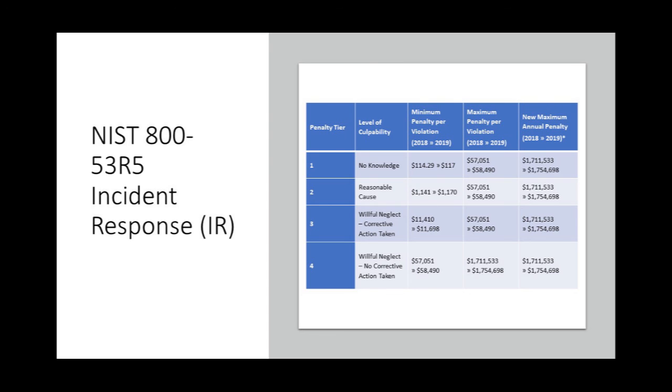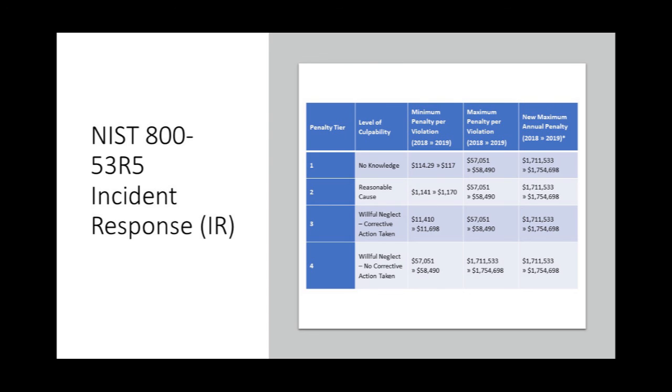$117. Penalty 2 is reasonable cause, meaning you had some neglect, but you did a little work. The minimum penalty is $1,170. Penalty 3 is willful neglect with corrective action taken. You were willfully neglectful. That penalty per violation is $11,698. Penalty 4 is willful neglect with no corrective action.